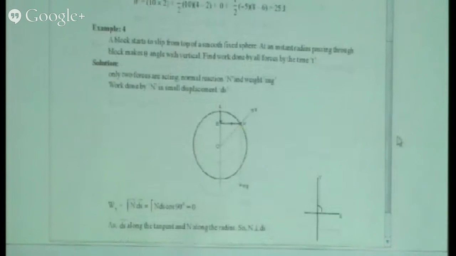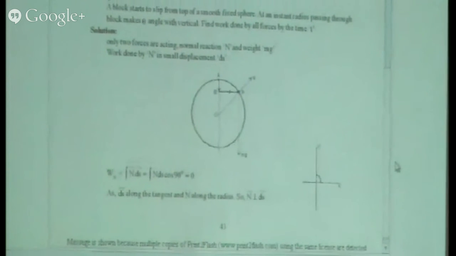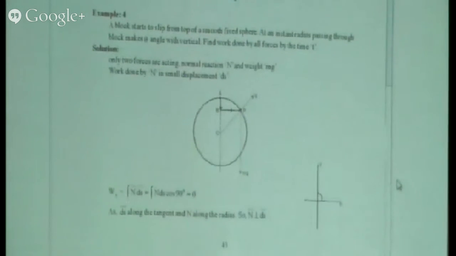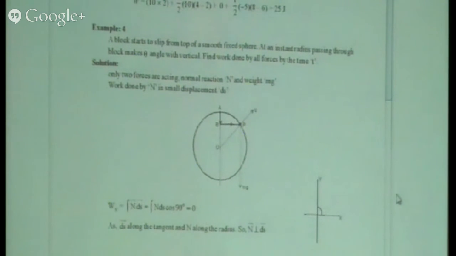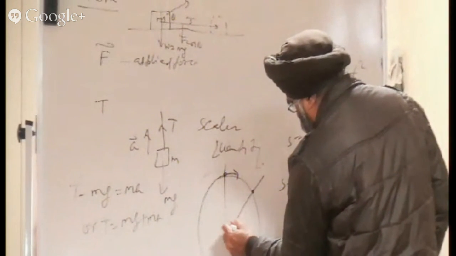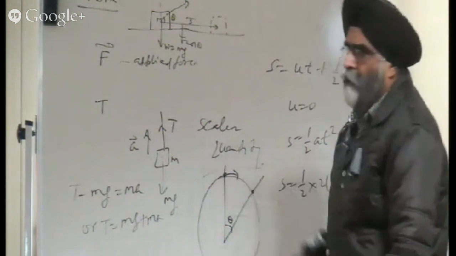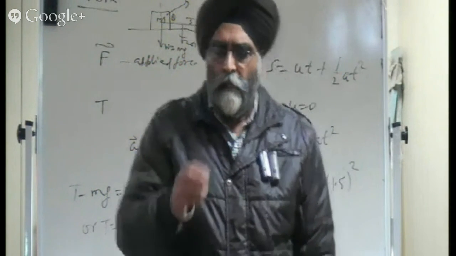Okay. Now a block starts to slip from the top of a sphere. So there is a sphere, right? It is lying stable, and on the top portion of the sphere, you put some block or small mass, and then it slips along the circular surface. And we have to calculate the work done. So this small mass comes from here and reaches that position where the radius makes an angle theta with the vertical. So we have to see how much work is done.